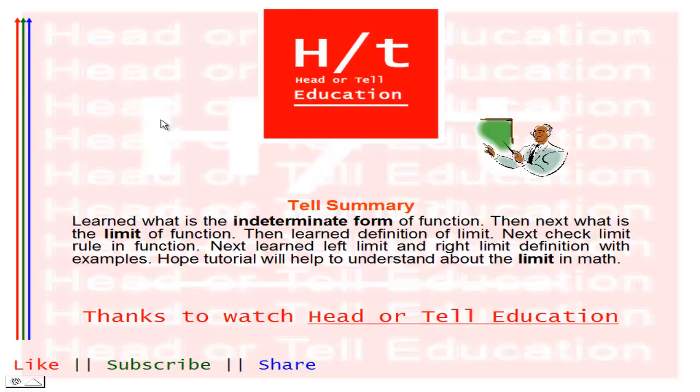Now the final summary. We learned what the indeterminate form of a function is. Then, what the limit of a function is. Then we learned the definition of a limit. Next, we checked the limit rule in functions. Next, we learned the left limit and right limit definitions with examples.